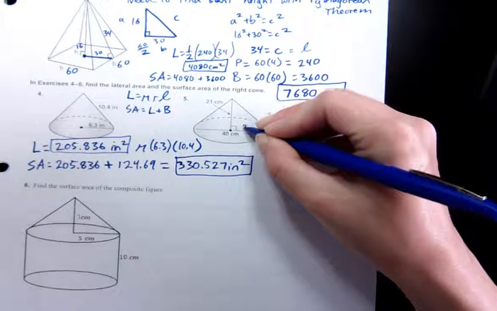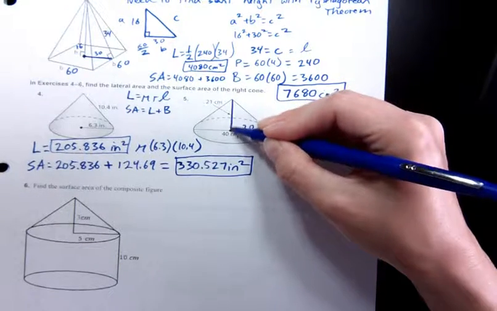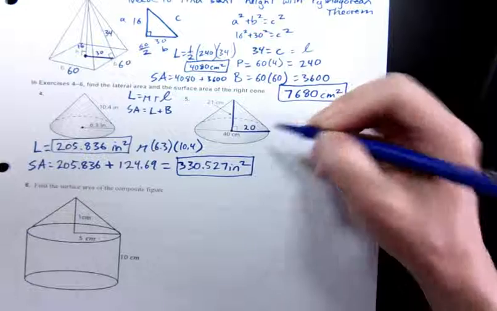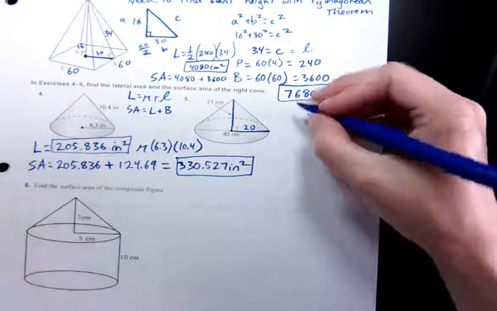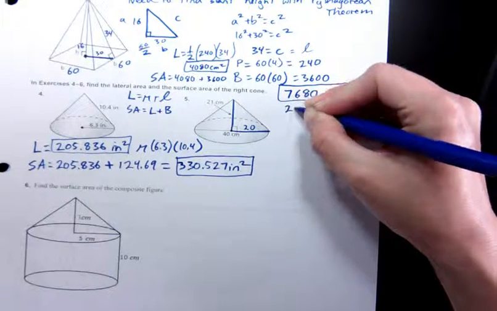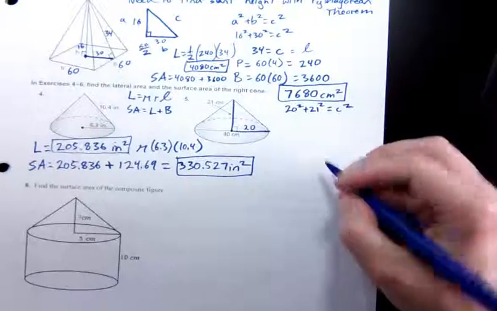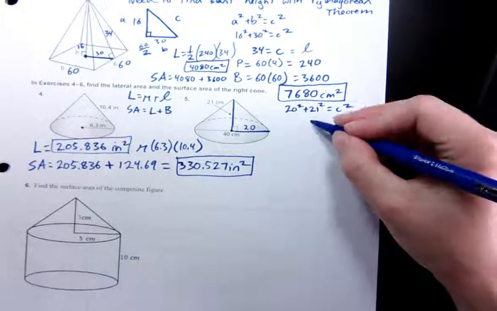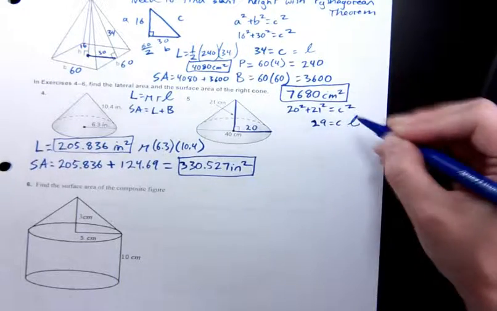So it's 20. 21 squared plus 20 squared equals 29. So when you plug it in, it becomes 29? Okay, so when we do the math, 29 equals C, which is our slant height.